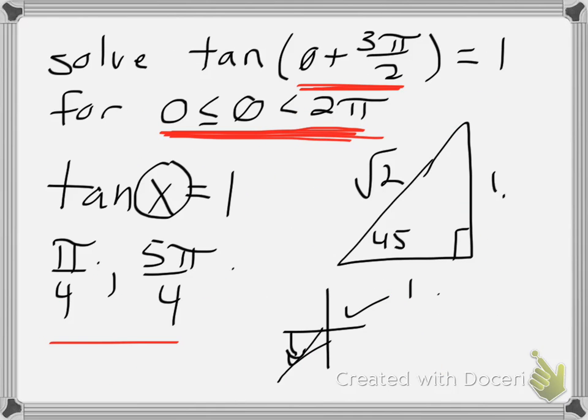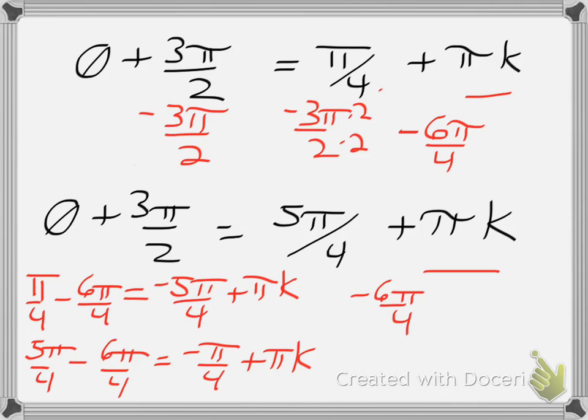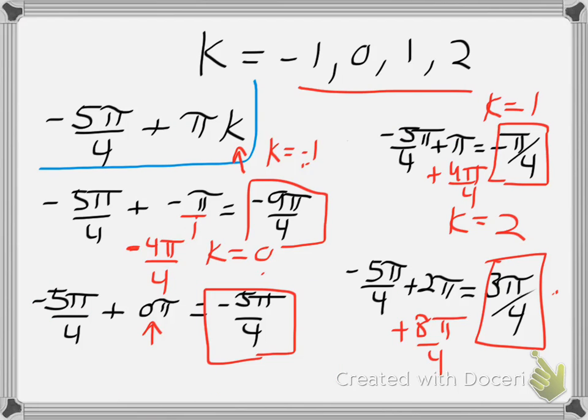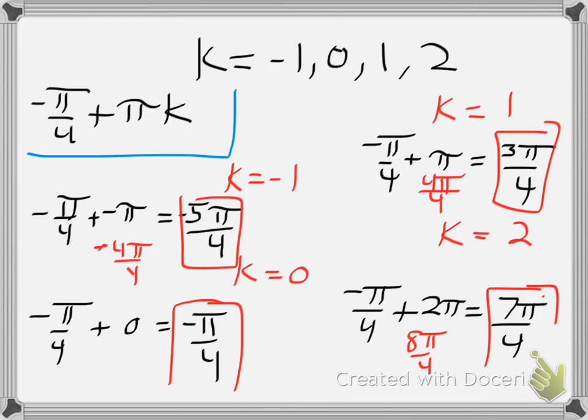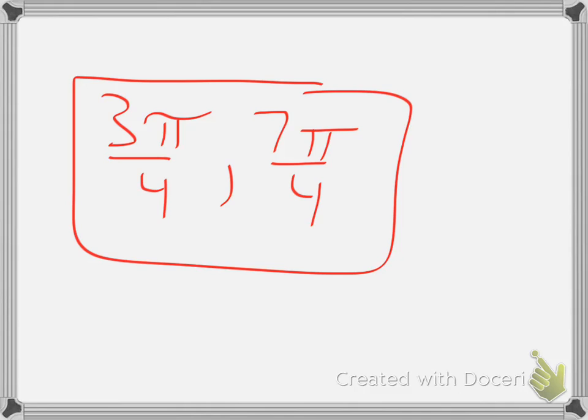But again, first we substitute for the modified argument and solve the new equation. I got pi over 4 and 5 pi over 4. Substitute it back in for the argument, solve for theta. I got these two possibilities, and then I substituted k, negative 1 through 2, for each one, and then of those possibilities, in this case there were 8, I picked which ones are in the domain that I wanted. And that's how I ended with my solutions of 3 pi over 4 and 7 pi over 4.